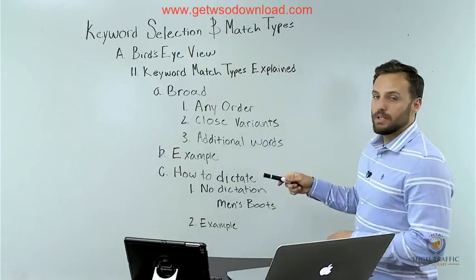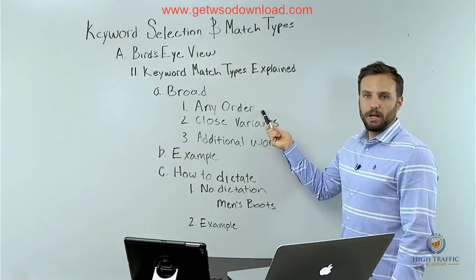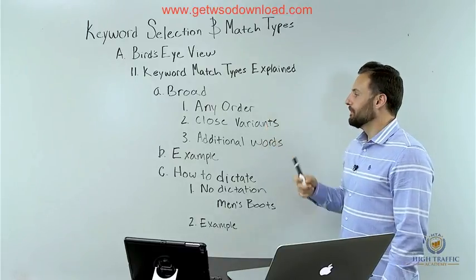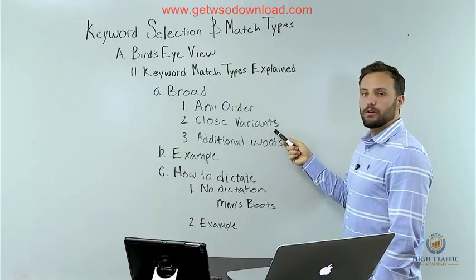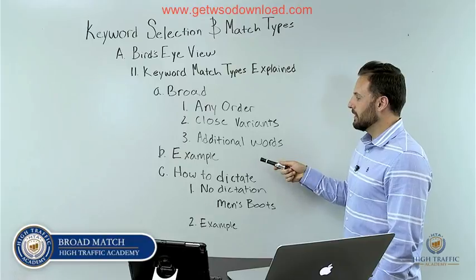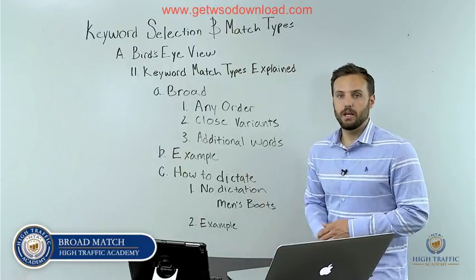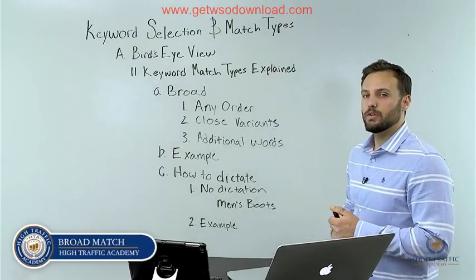So a broad match is defined as follows. You can have your keywords that you're bidding on in any order. It will also include close variants of the key phrase or words. And then the third qualifier is that it can contain additional keywords or words in the user search phrase.